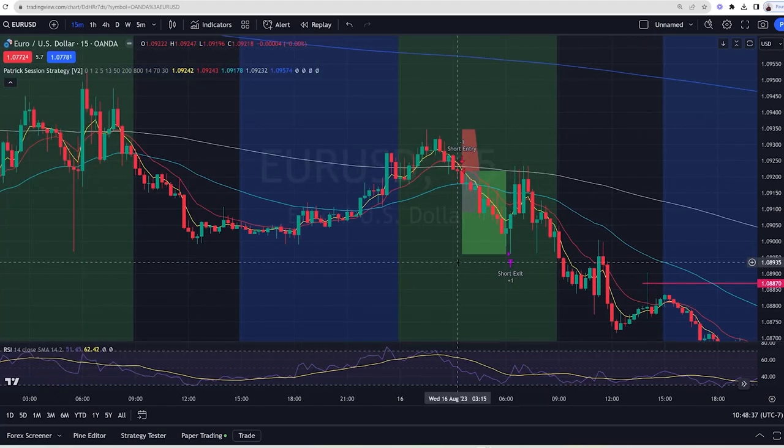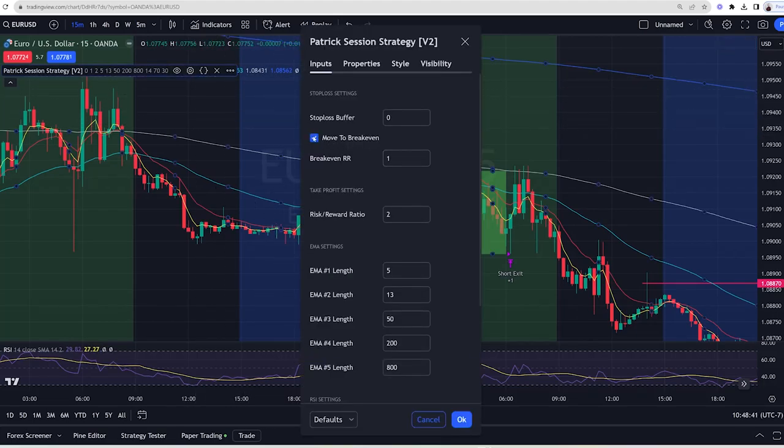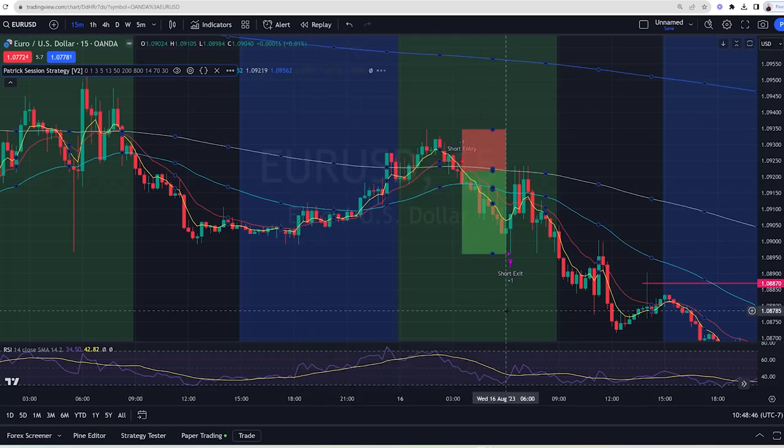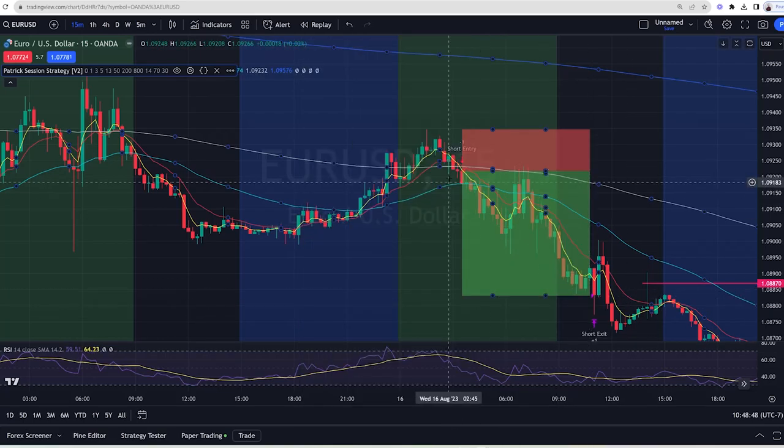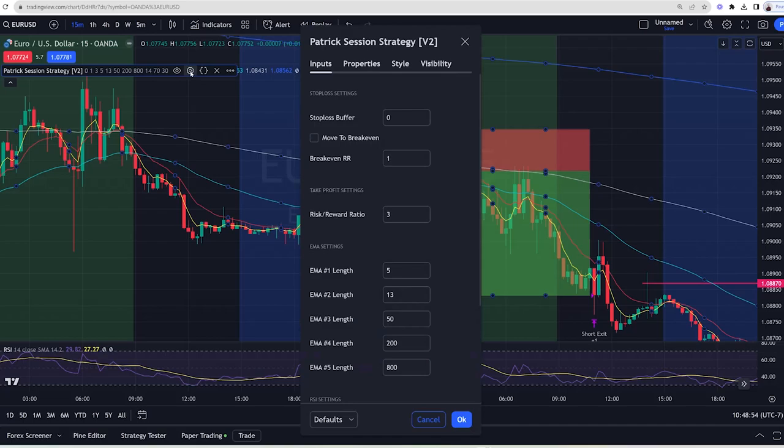So had you had your settings at, say, not moving to break even, 1 to 3, I'm just showing you an example. Look at that. Still 1 at a 1 to 3. Again, just an example. Now let's go back to the standard settings, which is a move to break even at 1 to 1, target 1 to 2.